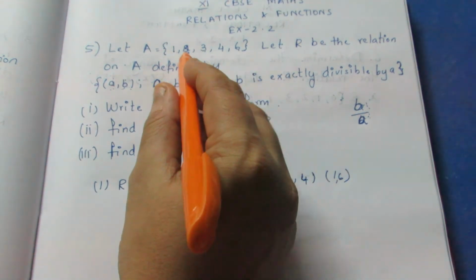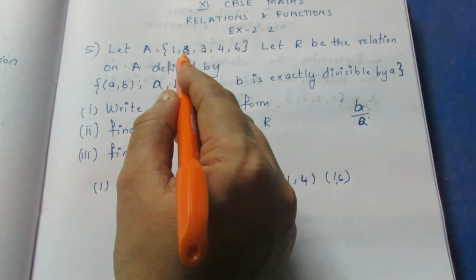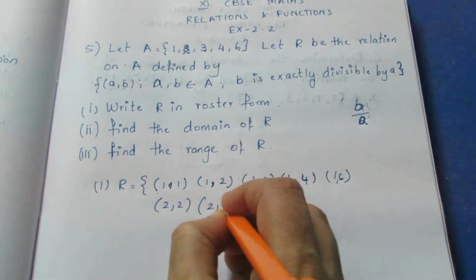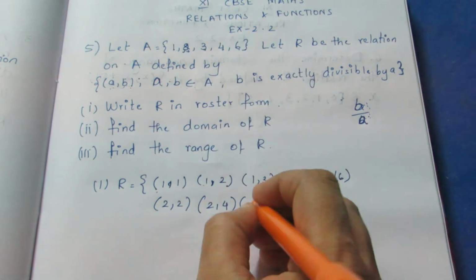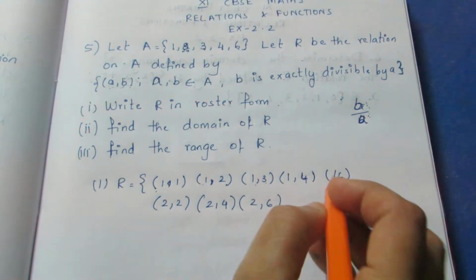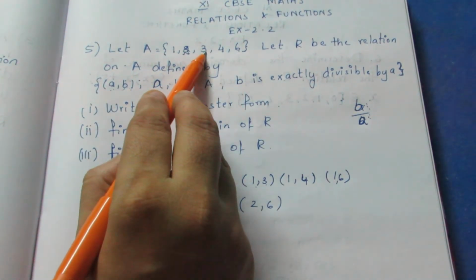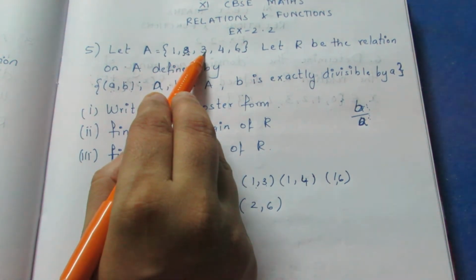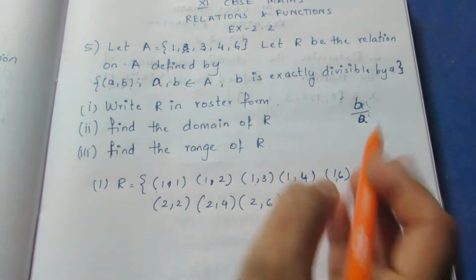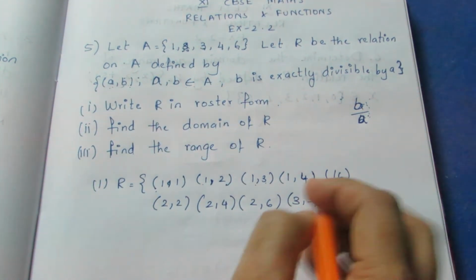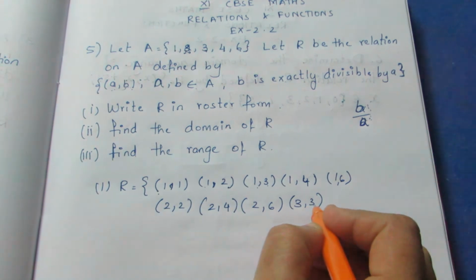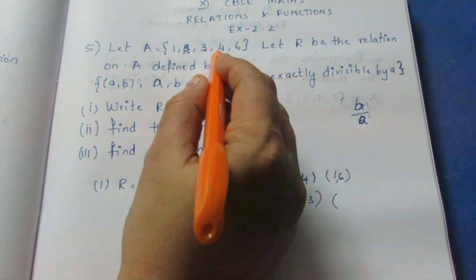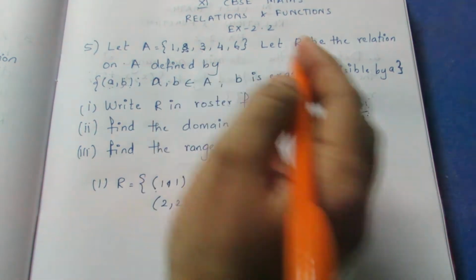Now (2, 3) is not divisible. 3 is not divided by 2. Now 4 is divisible by 2, so (2, 4) we can take. (2, 6) we can take. Similarly, now we'll check with 3. (1, 3) is not possible. (2, 3) is not possible. (3, 3) is divisible. So the same numbers, 3 by 3, 4 by 4, are all divisible. The same numbers are all divisible. Now (3, 4) is not divisible. (3, 6) is divisible.